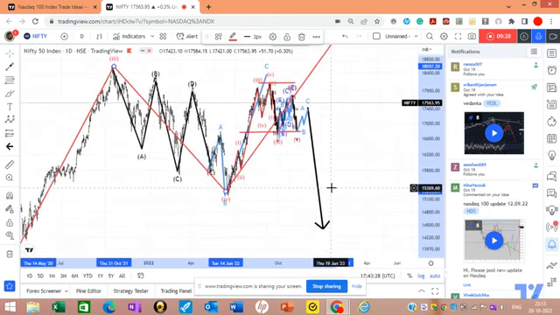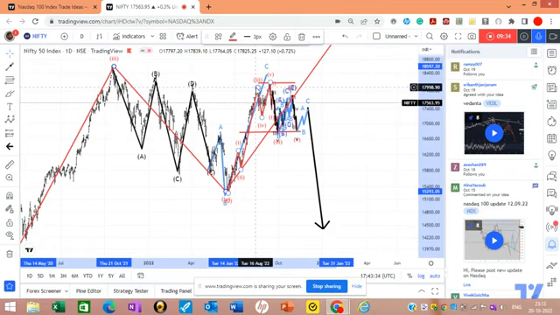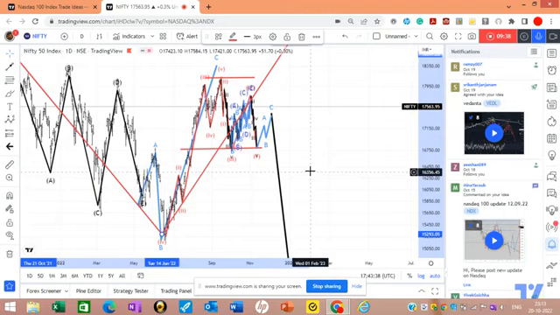Suppose we are in wave 5 also. Still 1, 2, 3. I will mark this as a fourth wave correction. How I will mark it, I will just show.